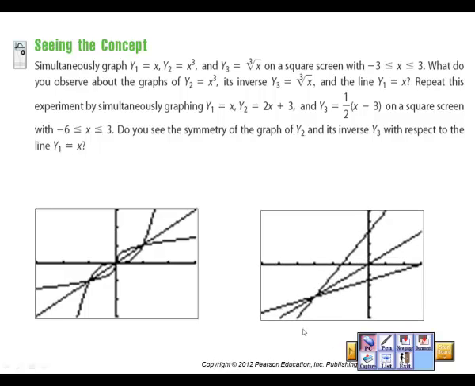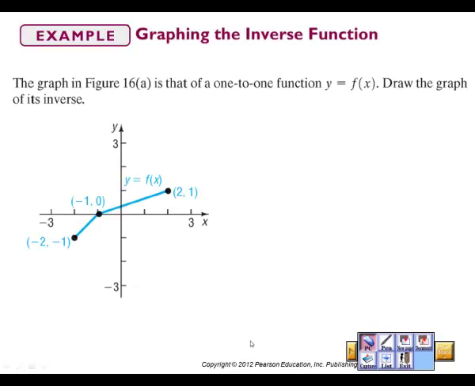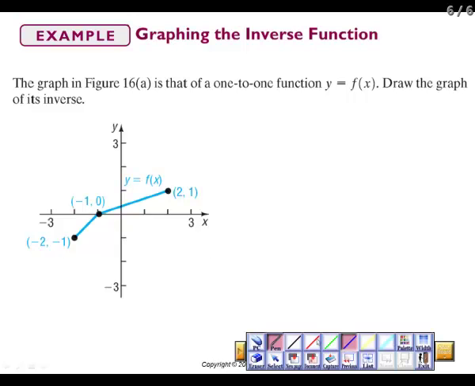Same thing here. The function crosses the axis of symmetry, so does the inverse. Okay. So at this point, here we have a function. We'll call this y equals f of x. So this first one is negative 2, negative 1. So the inverse would be negative 1, negative 2. So here's negative 1, this is negative 2, negative 1. So the inverse would be negative 1, negative 2.